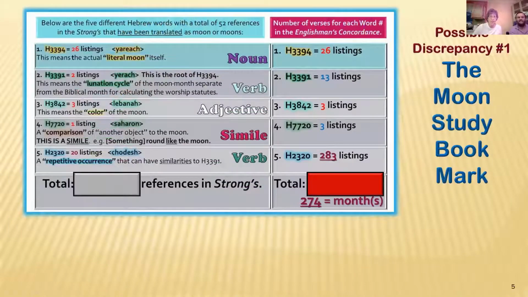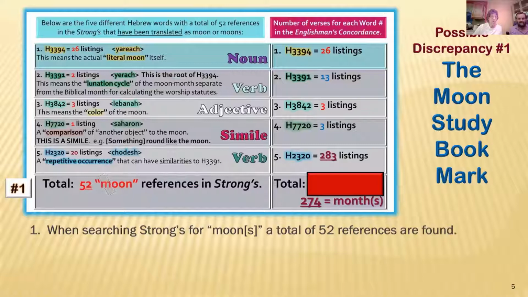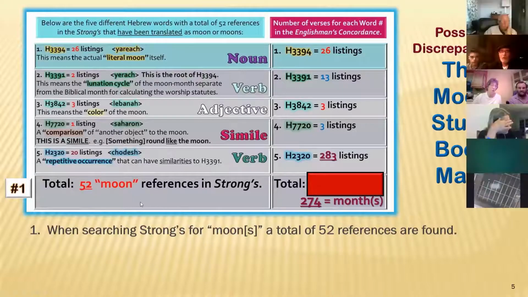Possible discrepancy number 1 on this bookmark study. Here's the question. When searching the Strongs for moons or moon, there are a total of 52 references that I found. In my particular study program, it researches either by the Strong's word, or I can search by the Englishman's word number. In the Strongs, I'm searching by the word moon or moons. In the Englishman's, it searches by the Hebrew word number.